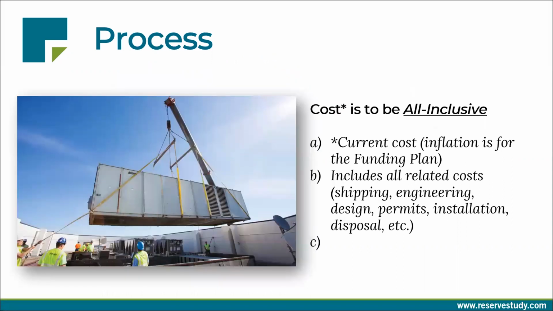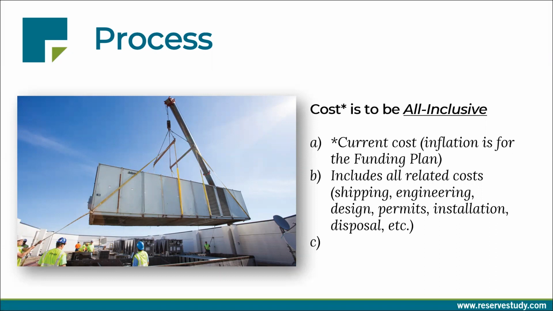Now, another part of it is understanding that the cost that we identify, you see an asterisk there. The asterisk is because it's supposed to be the current cost. We use inflation in the reserve study, but that's for the funding plan. For identifying the costs involved in the component list, those are all current costs, and they should be all inclusive, which means it includes all related shipping, engineering, design, permit, installation, construction oversight, management oversight, disposal, everything like that.